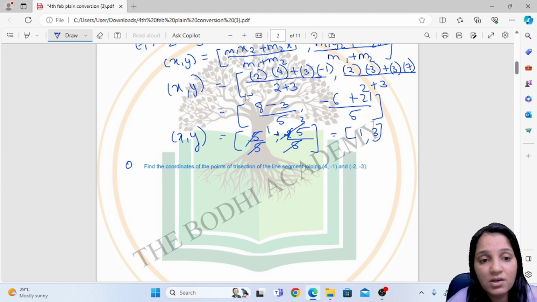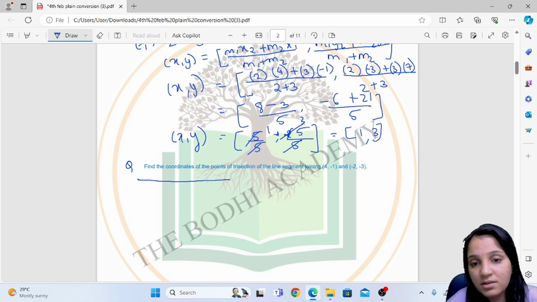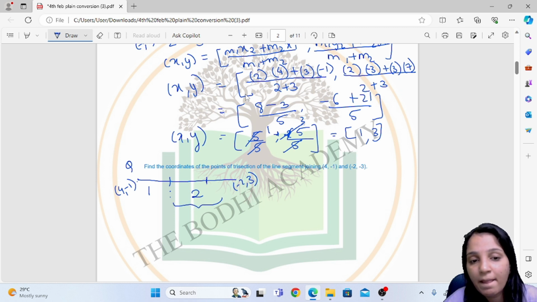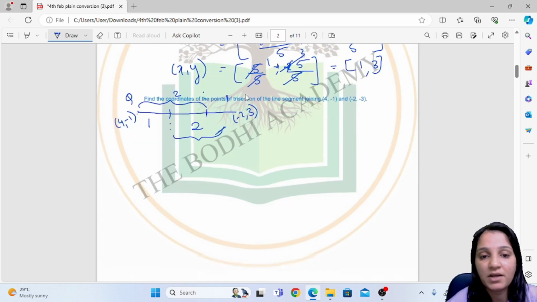Then next question. Find the coordinates of the points of trisection of the line segment joining (4, -1) and (-2, 3). Now trisection is what? We have 3 parts. The name itself says that it has made 3 sections. The first section you can take as 1 is to 2 parts, and the second section you can take as 2 and 1. So for the first section we will take part 1 and part 2.